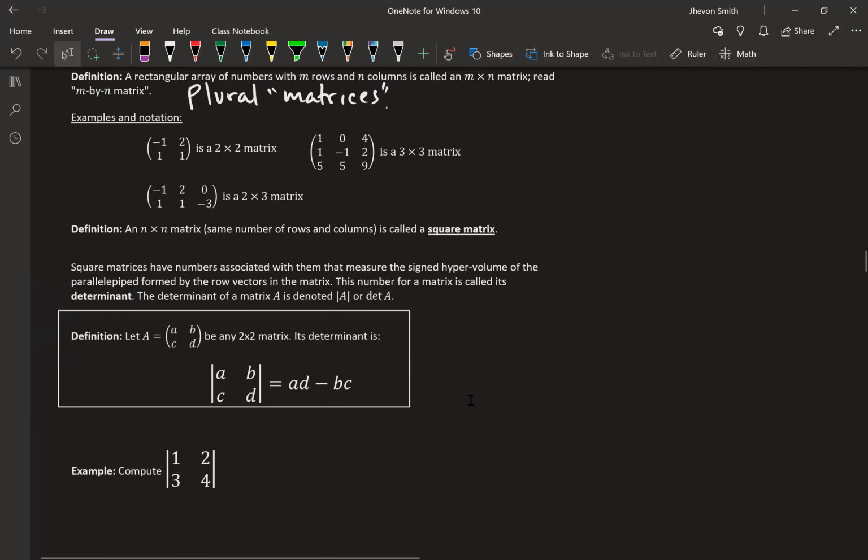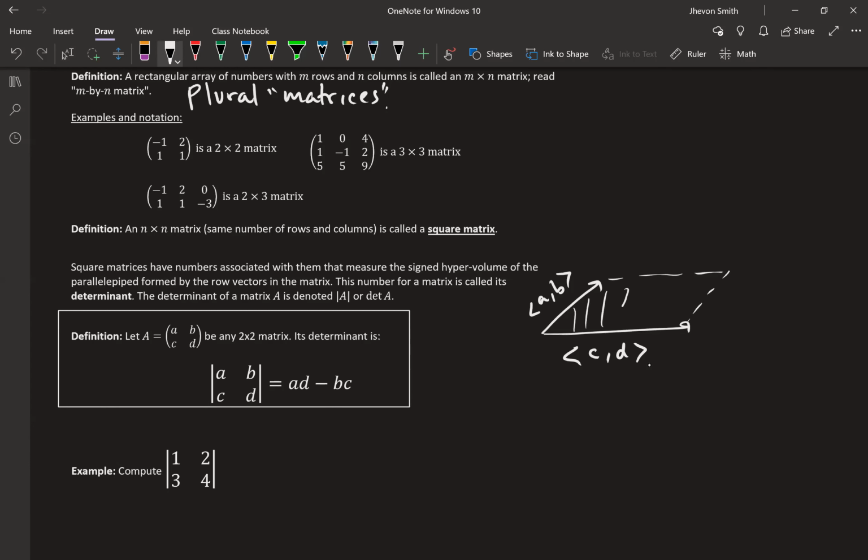So there's also a number associated with the matrix. Not with any matrix, but with square matrices. These are the ones that have the same number of rows and columns. There's a number that measures the area or hypervolume of the parallelepiped formed by them. So for example, if I have the vector with components a comma b and the vector with components c comma d, the area of the parallelogram they form is going to be plus or minus the determinant of the matrix. Okay, so the determinant is a measure of area.